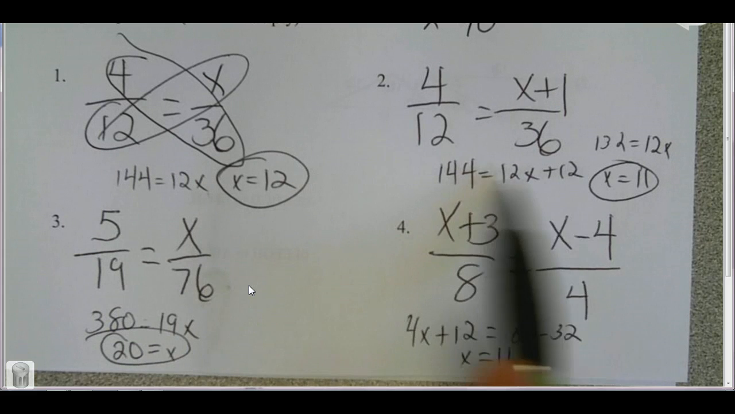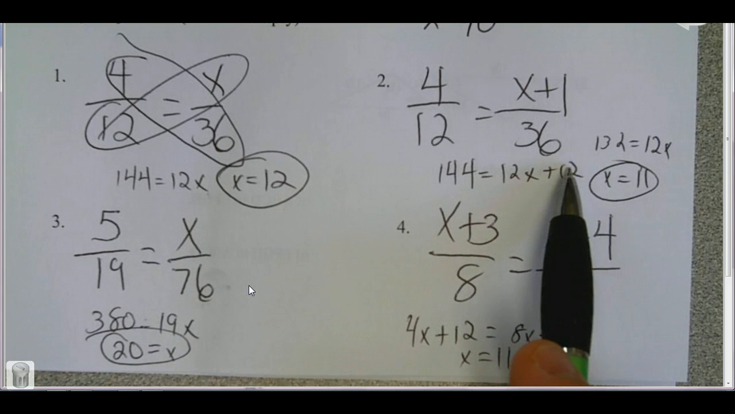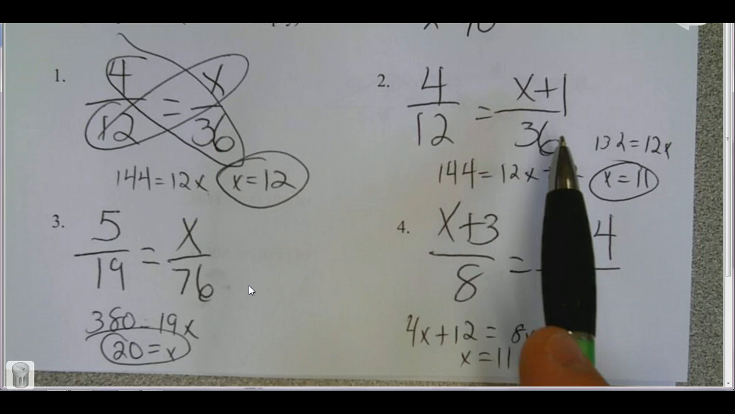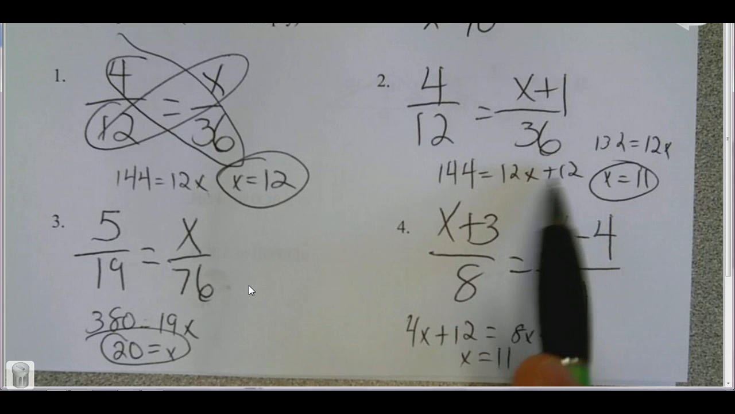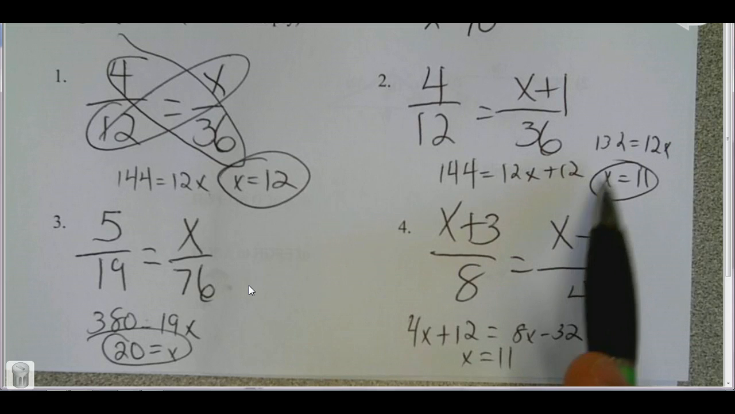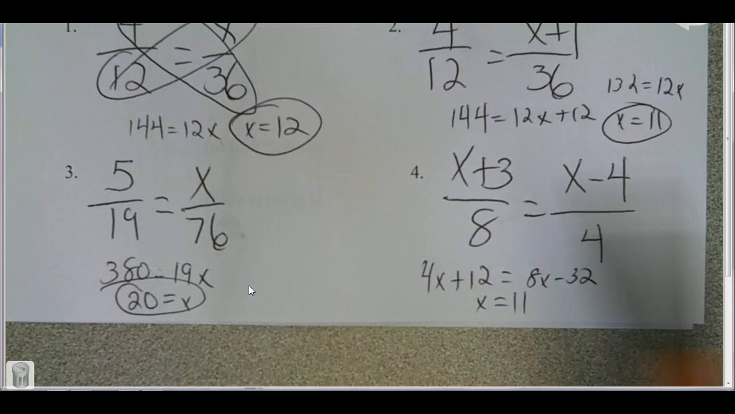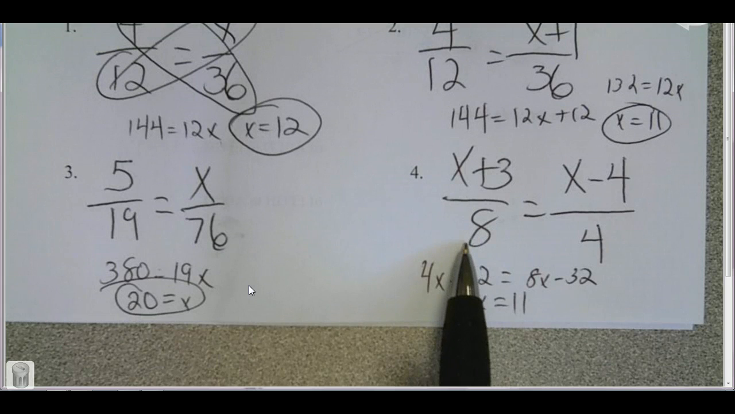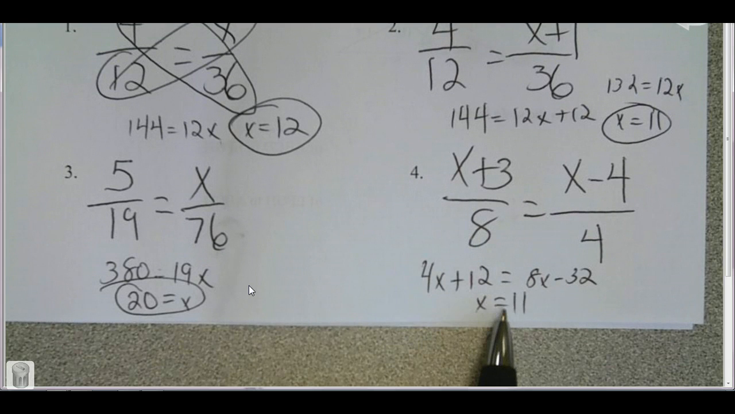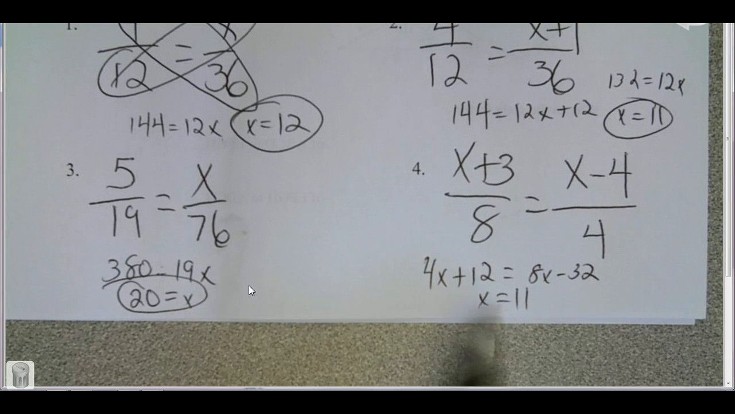Number 2, same thing, except for now to substitute, you have to distribute, and then follow your algebra rules, you get x equal to 11. Number 3 was a little bit easier, just a little bit more complicated numbers, but you follow your algebra rules, you get x equal to 20. Number 4, you had to distribute twice, you get x is equal to 11.